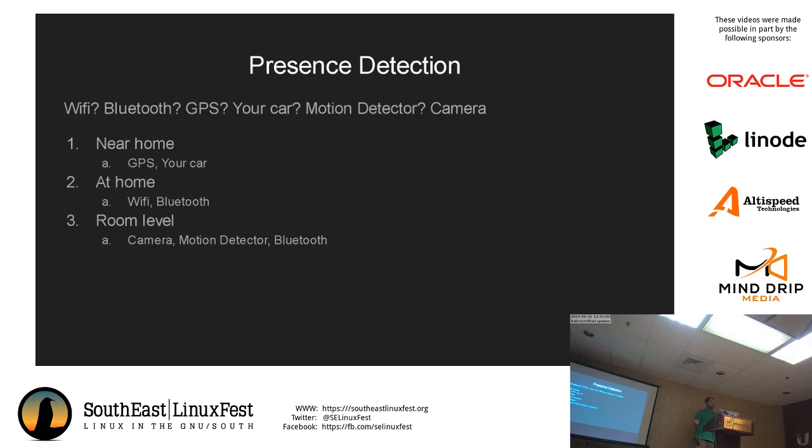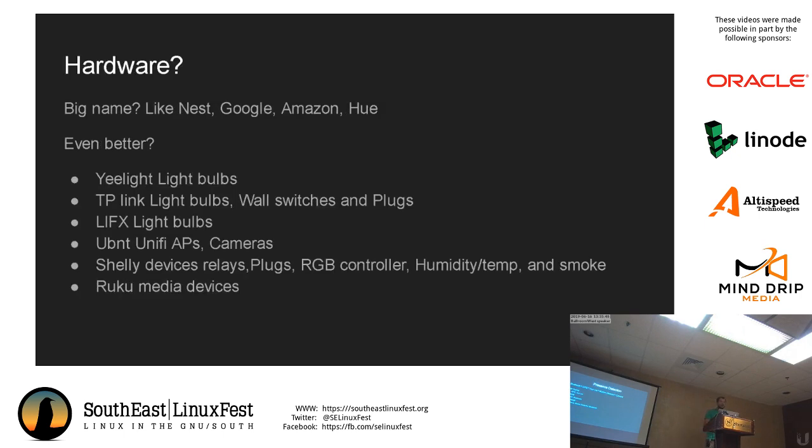At room level, you can do cameras, so you can do object recognition using the cameras. If you see me using Facebox, you can actually do facial recognition. You say, if I'm in this room, do XYZ. There's motion detection, and if you use Bluetooth LE beacons, you can actually get down to sub-meter, sub-yard resolution on detecting within the room level.